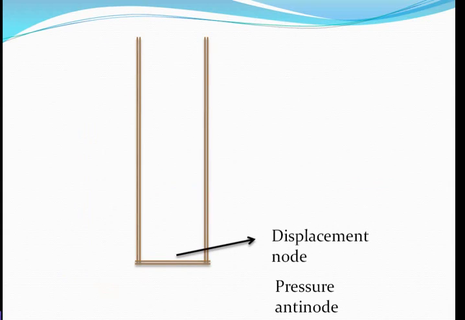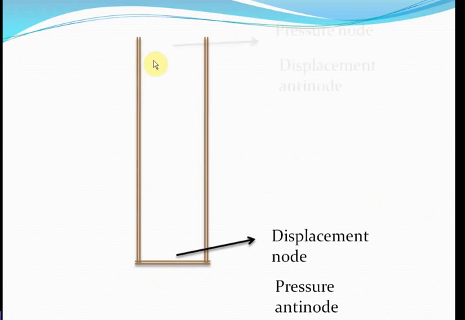And since this will be a displacement node, it will be a pressure antinode. Why? Because we've just discussed that the pressure wave is at a phase difference of 90 degrees with the displacement wave. If you move on 90 degrees from a node, you get an antinode. After all, when you move on 360 degrees, you cover a distance lambda. So when you move 90 degrees, you cover a distance lambda by 4. And we know that a node and an antinode are separated by a distance lambda by 4. That is why a displacement node is always a pressure antinode, because both of them have a phase difference of 90 degrees between them. So that is one constraint.